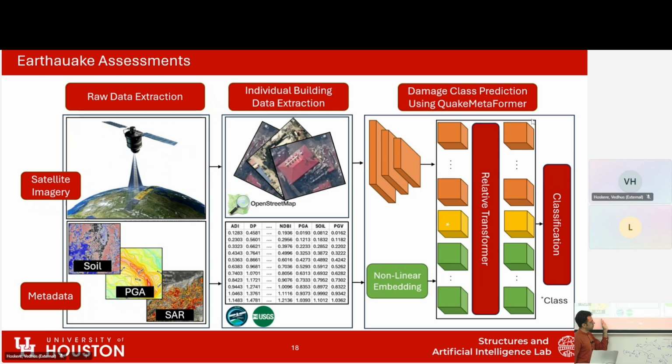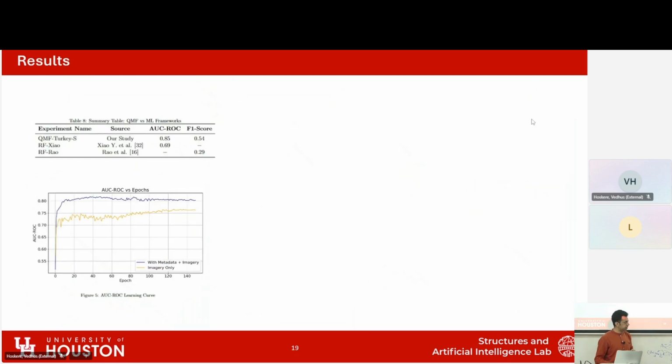For all of this data, we're just using an MLP nonlinear embedding, a multi-layer perceptron, which is basically matrix multiplications followed by nonlinearities. Then we have feature maps, and a transformer, and then we do a classification. Here you can see a comparison, imagery only versus imagery plus metadata. There is a significant jump in the AUC-ROC, the area under the curve of the ROC curve. That is a metric that's also commonly used for classification.